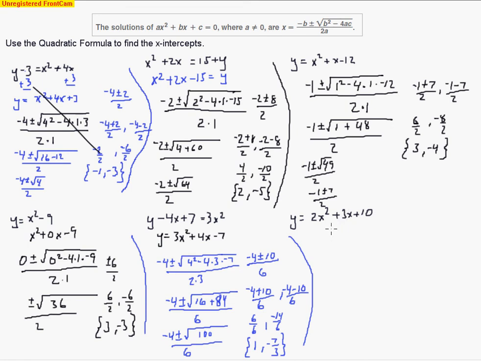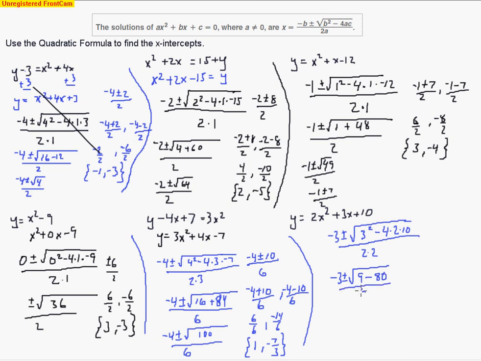Taking a look at this last one here, we've got a 2x squared plus 3x plus 10. So we go ahead and substitute our numbers in there, opposite of b, so negative 3. And then we got to square the 3 because that's our b term, minus 4 times a, which is 2, and 10, which is the c term, all over 2 times 2. So negative 3 plus or minus the square root of 9 minus, now just a minus because there's only one negative here. An odd number of negatives makes a negative, and that makes 80.